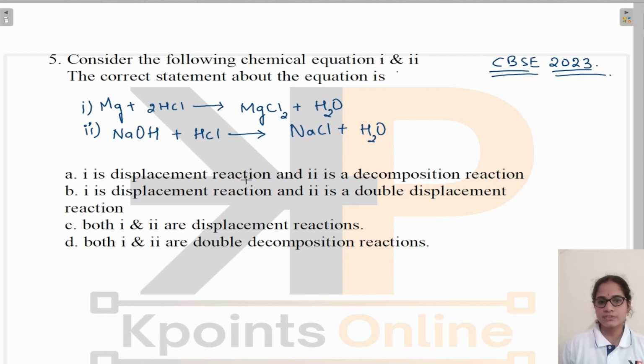1 is displacement reaction and 2 is decomposition reaction. 1 is displacement reaction and 2 is double displacement reaction. Both 1 and 2 are displacement reactions. Both 1 and 2 are double decomposition reactions.